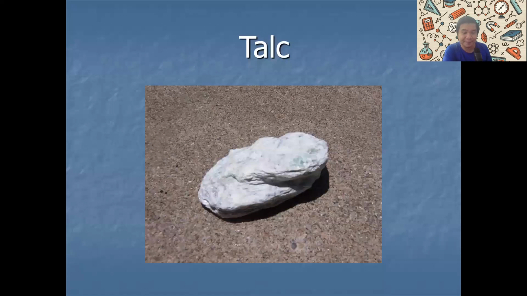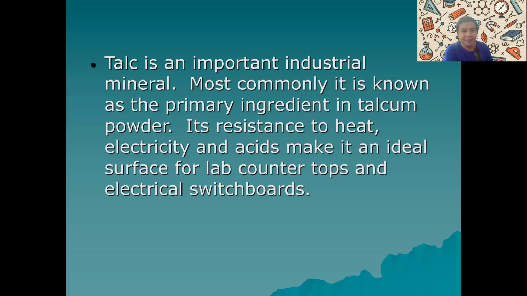Next is talc, this white type of rock. Talc is an important industrial mineral. Most commonly, it is known as the primary ingredient in talcum powder. Its resistance to heat, electricity, and acids make it an ideal surface for lab countertops and electrical switchboards. Okay, talc. It's a mineral. It can be found in some rocks, or it is a rock itself when it's in solid form.